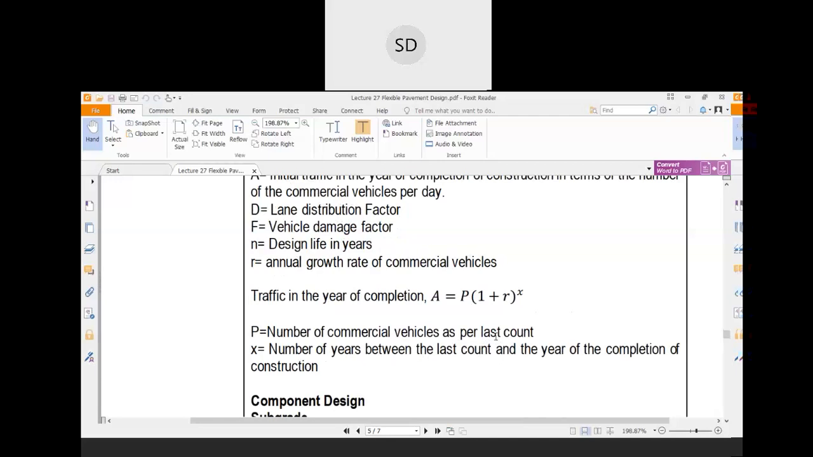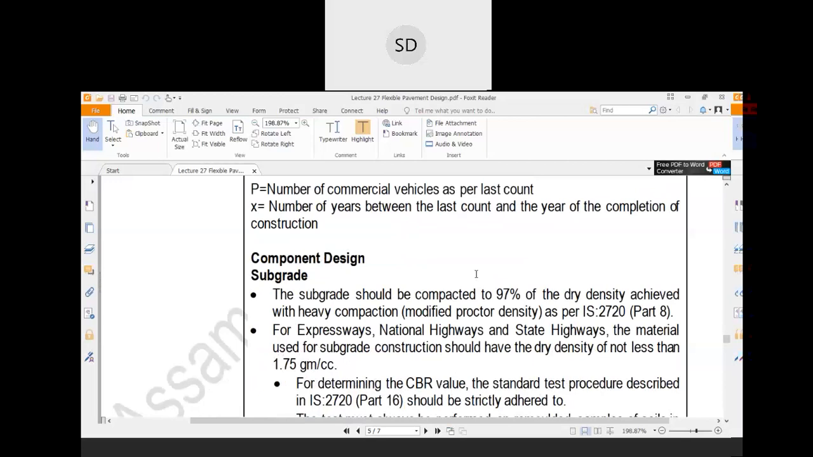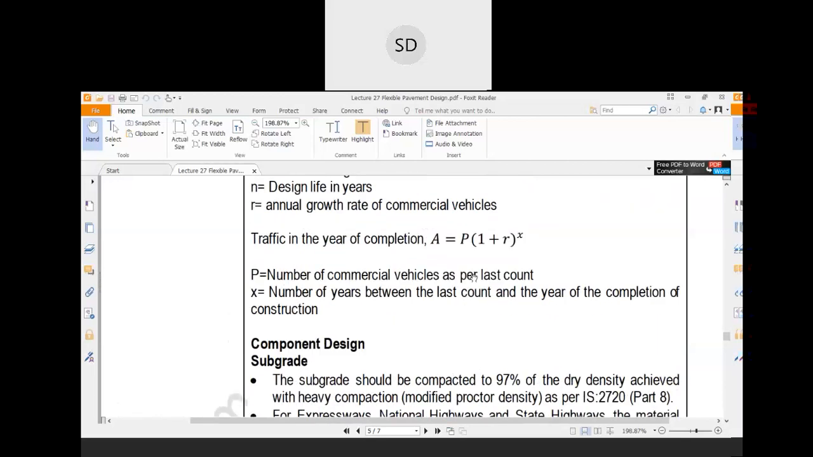So suppose you have taken a project, and for that project you have taken a survey in, suppose, 2001, and you are assuming that your project will be completed in 2007. So in between, the total is 6 years. So here x would be 6. Like that you can calculate the initial traffic in the year of completion of the project.